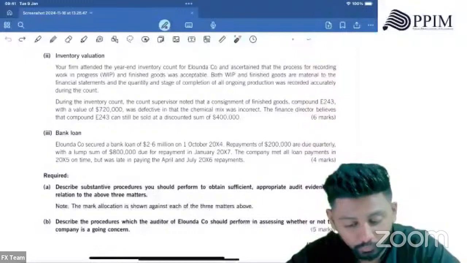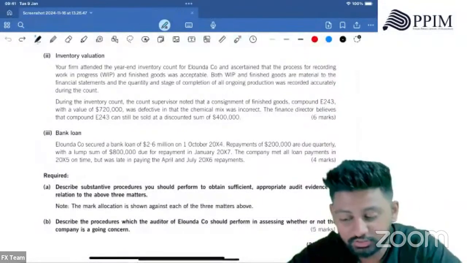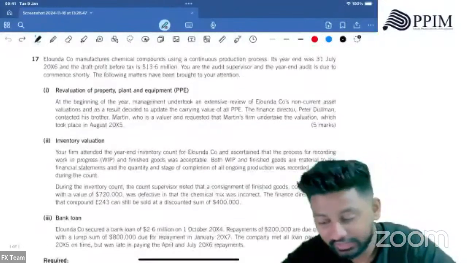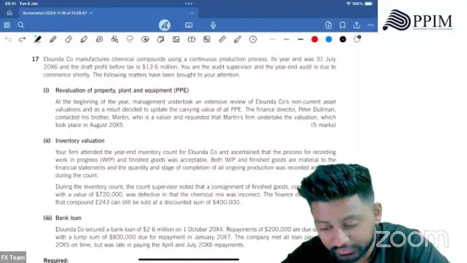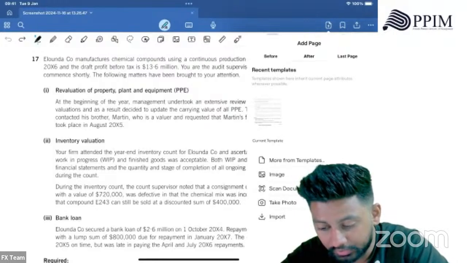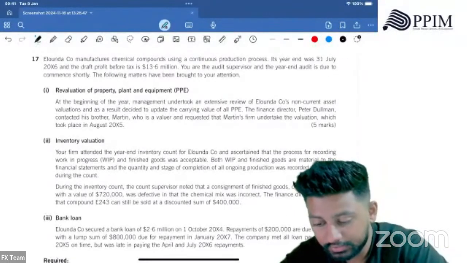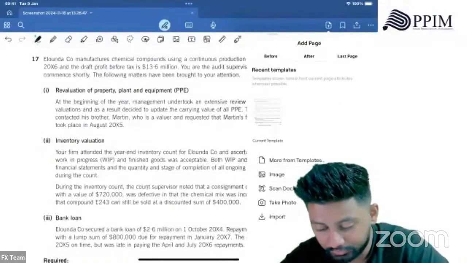When it comes to substantive procedures, it's about what are you doing and why are you doing it. So in the exam, always remember that we have to tell the examiner what we are doing and why we are doing it.